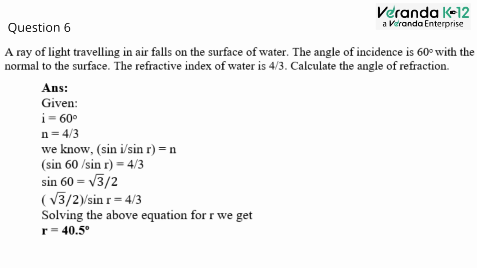We know from Snell's law sin i by sin r is equal to refractive index n. Substituting the values, we get sin 60 divided by sin r is equal to 4 by 3. The value of sin 60 is root 3 by 2. Hence, root 3 by 2 divided by sin r is equal to 4 by 3. Solving the above equation for the value of r, we get the final answer as r is equal to 40.5 degree.